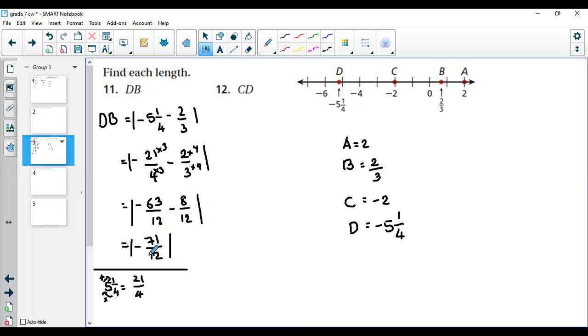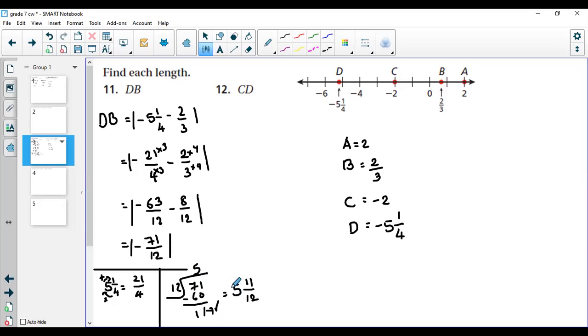Now negative 71 over 12 is not a proper fraction. So we need to change that to a mixed number now. Now the reverse of this we are going to do here. So 71 will be divided by 12. So that will give 5 as the quotient and 11 as the remainder. Now I can write this as a mixed fraction in this way.